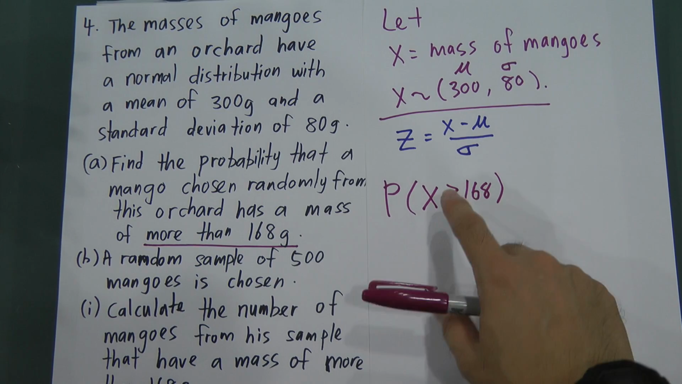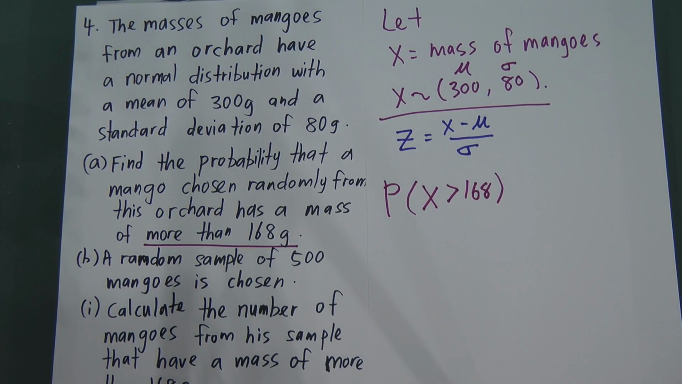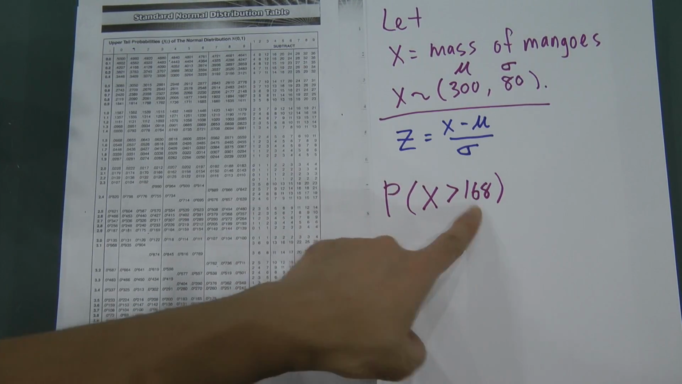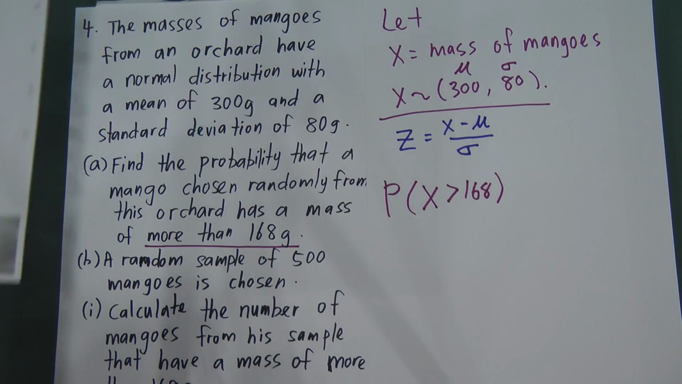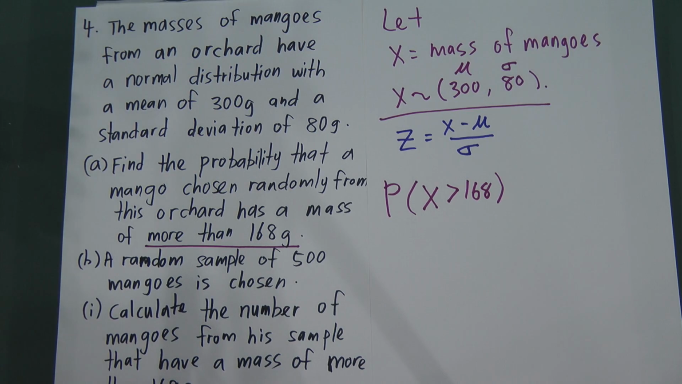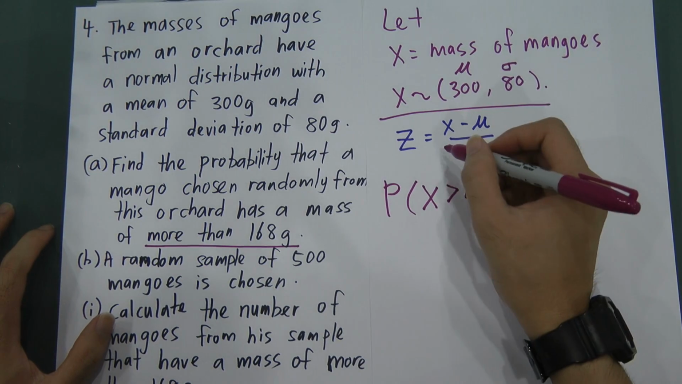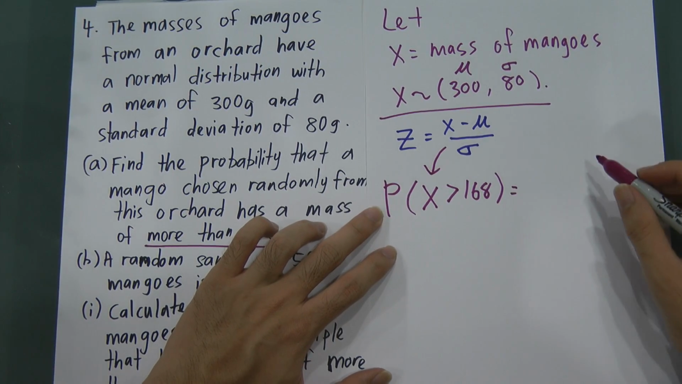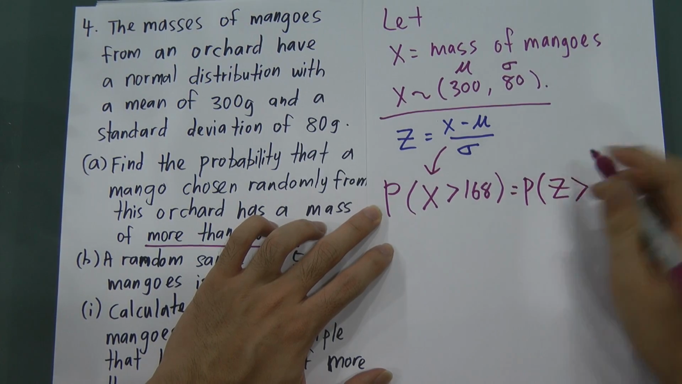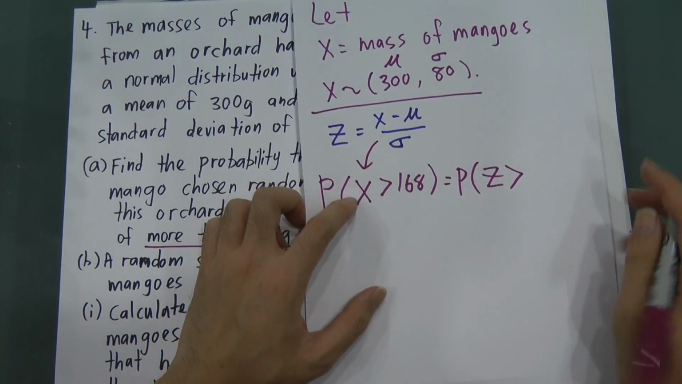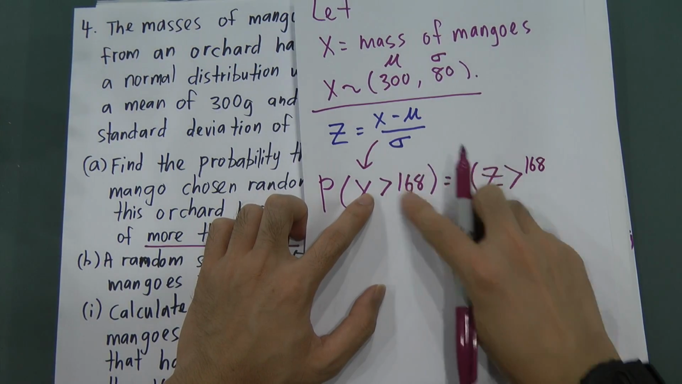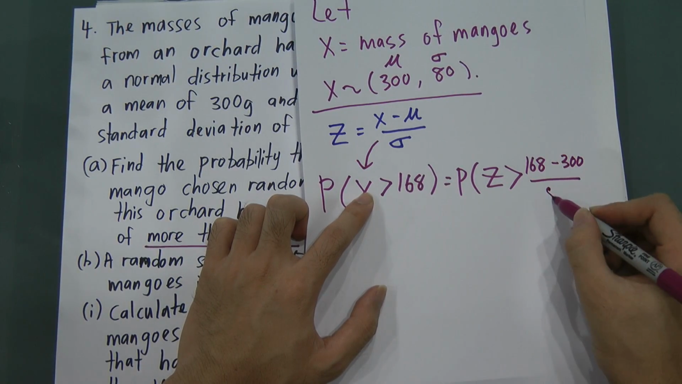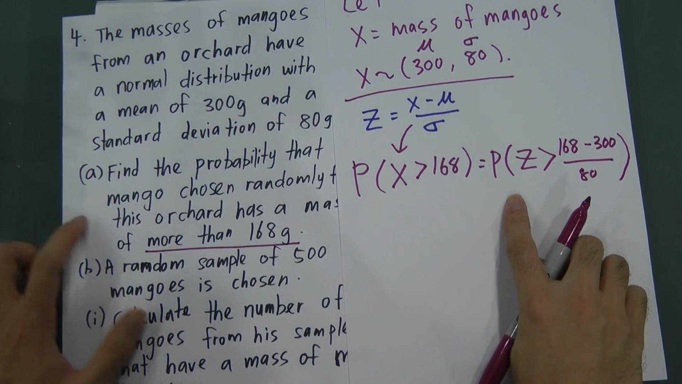In this chapter, if you have x, you can never find the table using the x value, because the maximum here you will see is 3.9 only. Here it is 168, so you definitely cannot find the standard normal distribution table using the x value. So what we should do is apply this formula to get the z value. So the probability for z will be bigger than the x value, 168, minus the mean, which is given as 300, divided by the standard deviation, which is given as 80. Then when I solve it, I can get the z value.